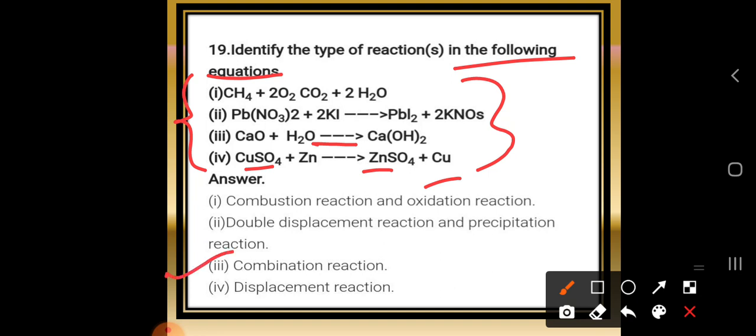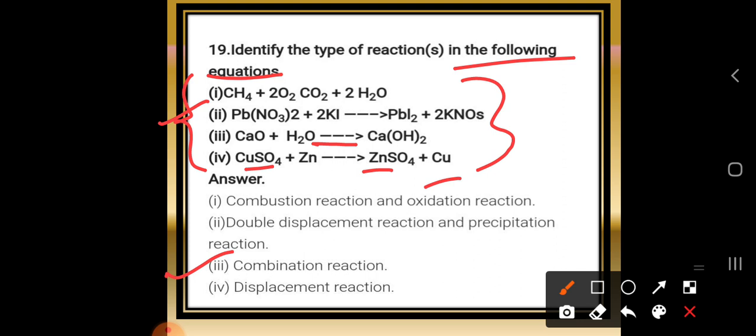Next is the combination reaction. How is it said to be a combination reaction? Just go for the combination definition, where the reactants form only one product. So it is calcium oxide plus water, which is converted into calcium hydroxide. So this is the example of which reaction? Combination reaction.